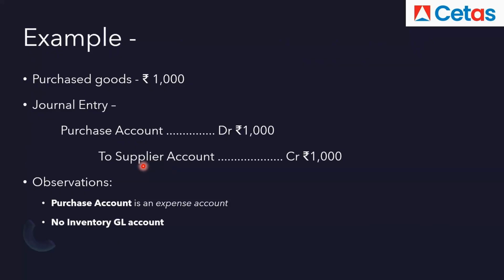Let's say you buy goods worth ₹1,000 from a supplier. When you record a purchase voucher, this is the entry that will be created in the system: purchase account debit 1,000 to supplier account 1,000. There are a couple of observations we need to make. First, the purchase account is an expense account, which is a PL item. So the system treats it as if the goods are already consumed, even though they are still sitting in your warehouse. Second, no inventory GL account is being hit in this transaction.